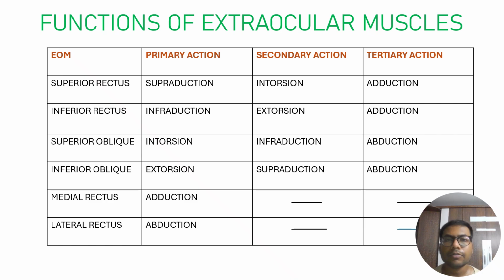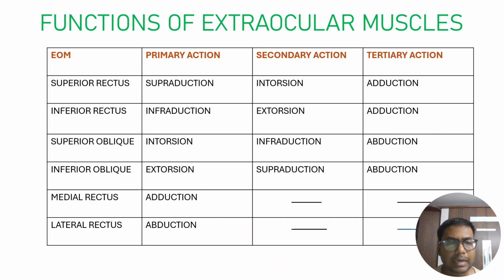Hi everyone, today we'll discuss the extraocular muscles, basically the functions of the extraocular muscles. There are a total of 6 extraocular muscles, 4 rectus and 2 oblique: superior rectus, inferior rectus, medial rectus, lateral rectus, superior oblique and inferior oblique. There are 3 types of function: primary, secondary and tertiary.